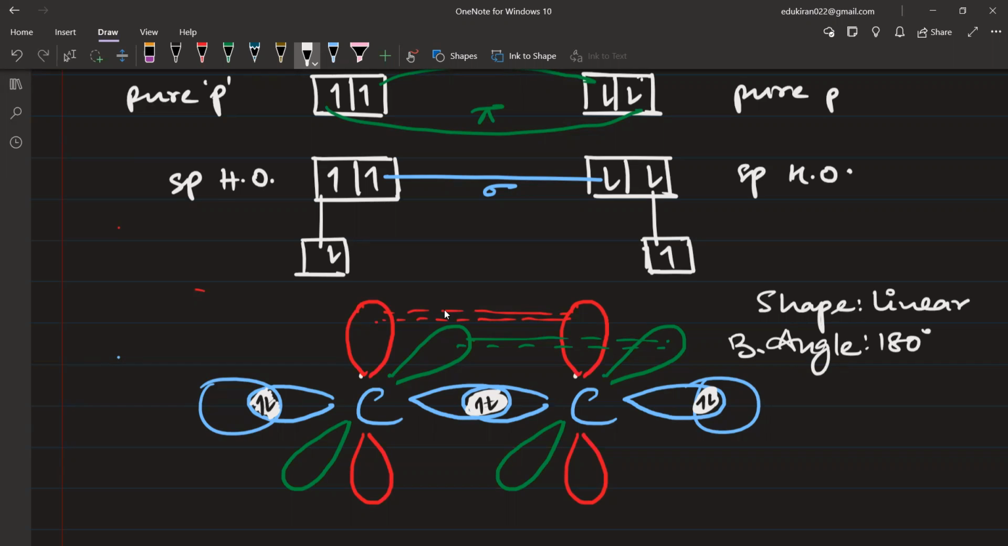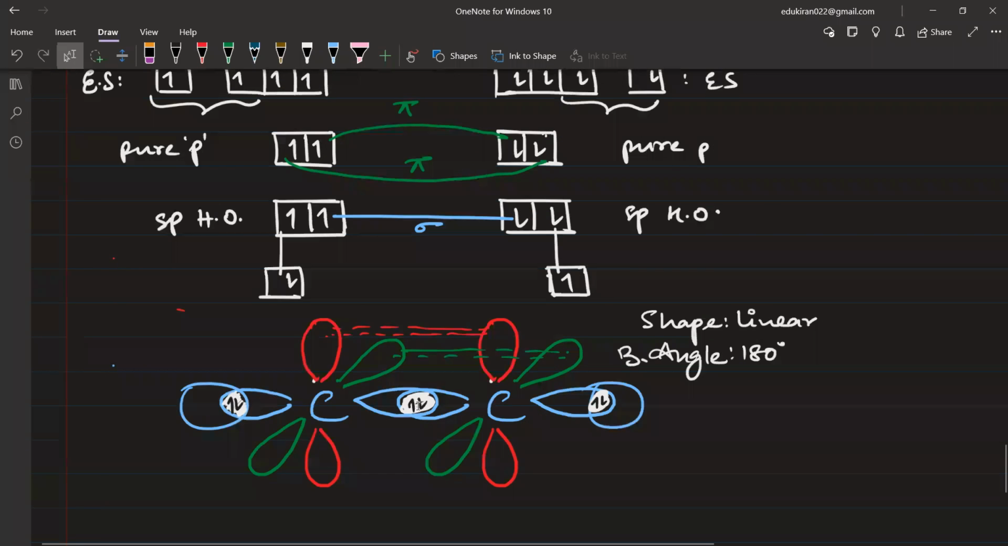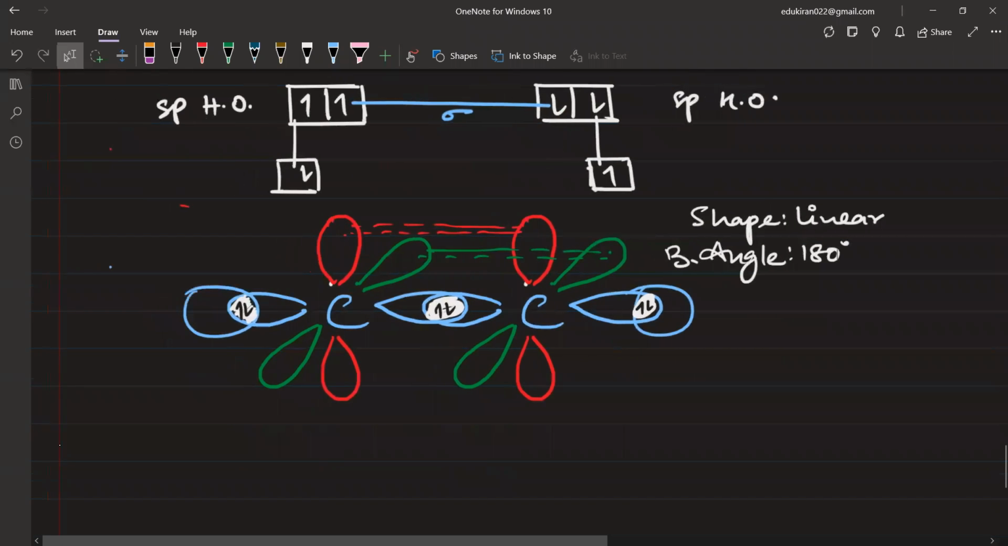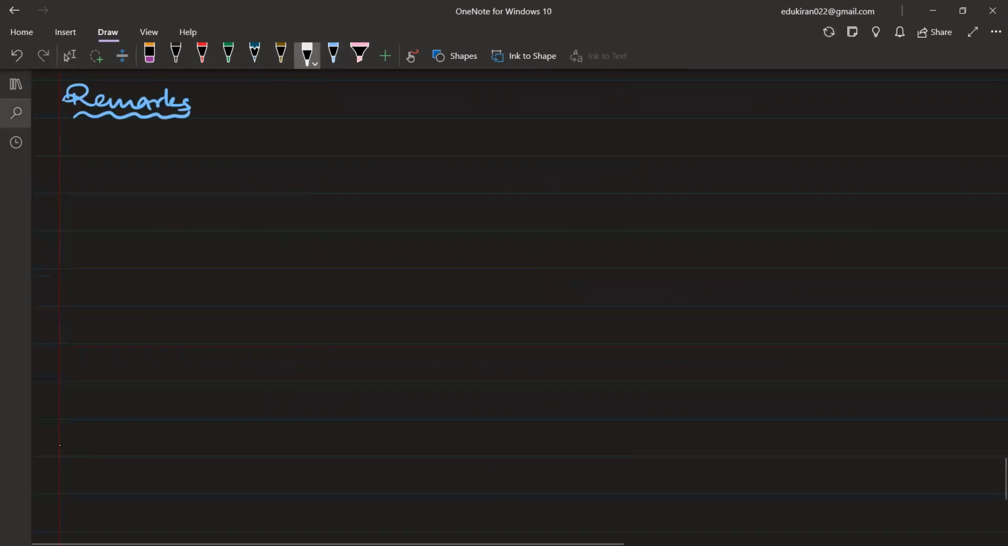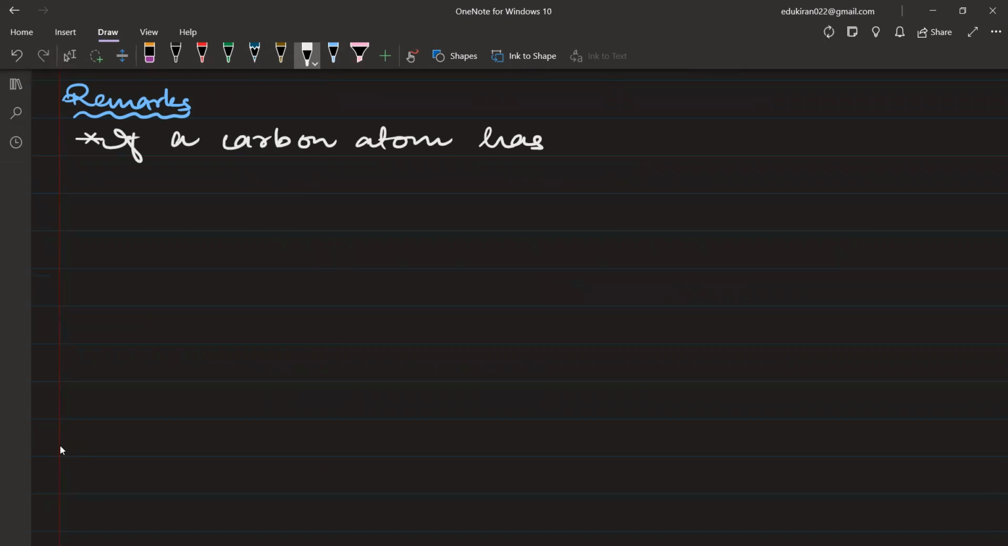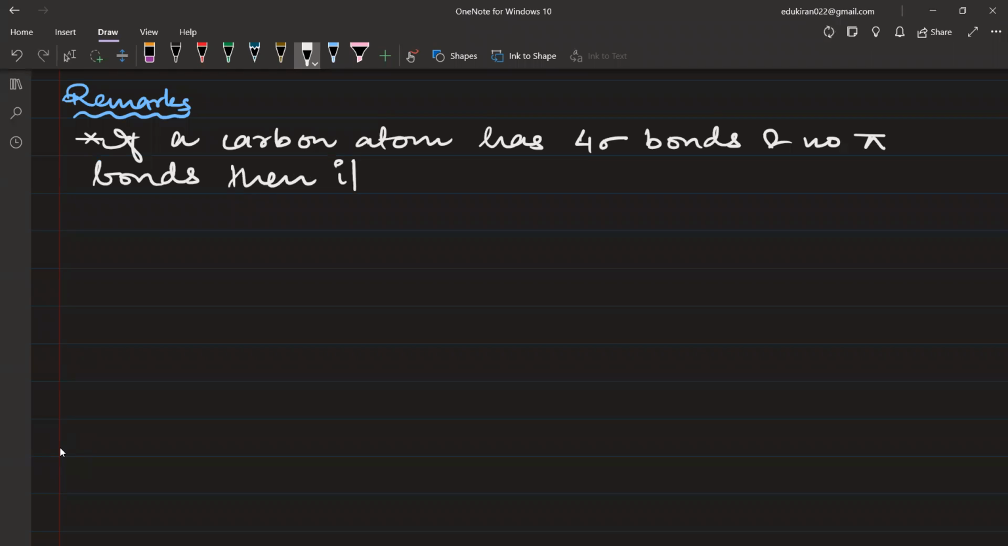All of you done? Yes or no, please tell me. Yes, sir. For this, write some remarks. Right, number one. If a carbon atom has four sigma bonds and no pi bonds, then it is sp3 hybridized. Okay, it is sp3 hybridized.